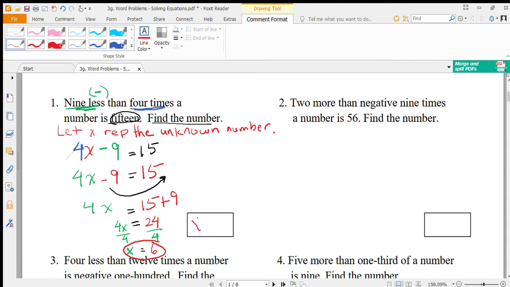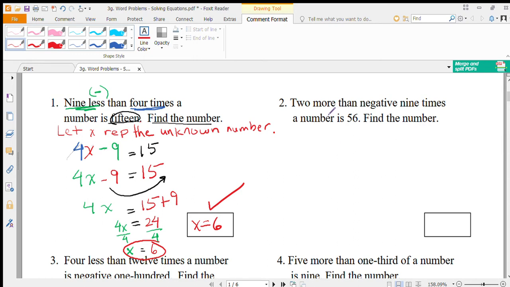Now, unlike the assignment, there is no need to check. Just write, done. You could, it's good practice, but it's not necessary in this case. So 9 less than 4 times a number. Well, what is 4 times 6? 24. And what is 24 minus 9? 15. Correct.